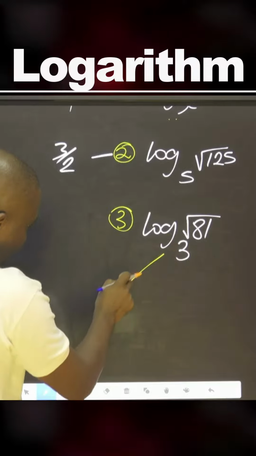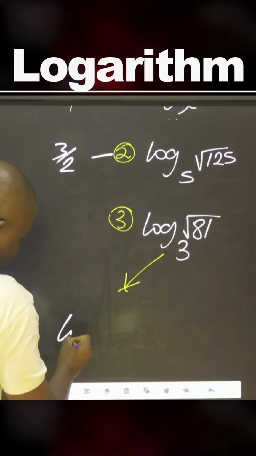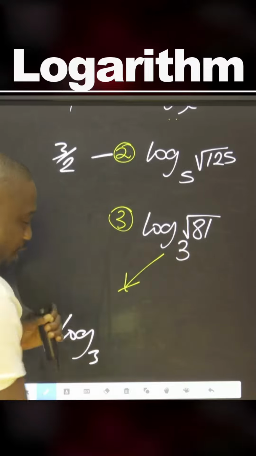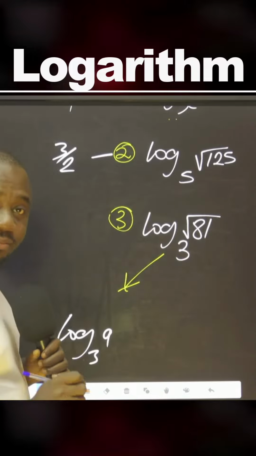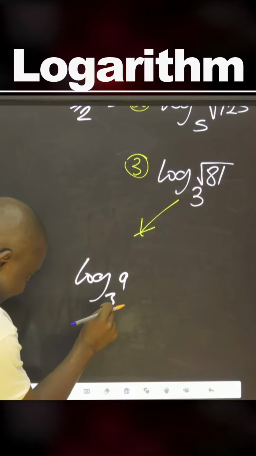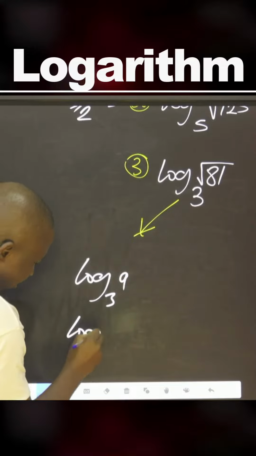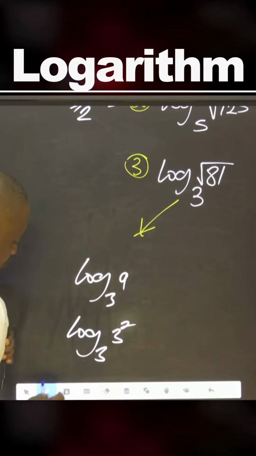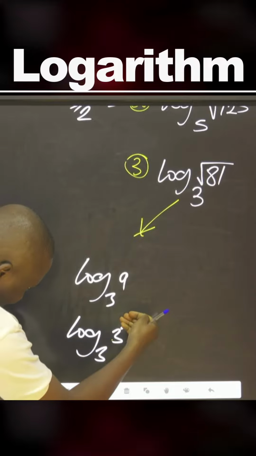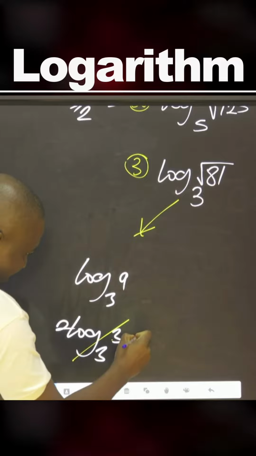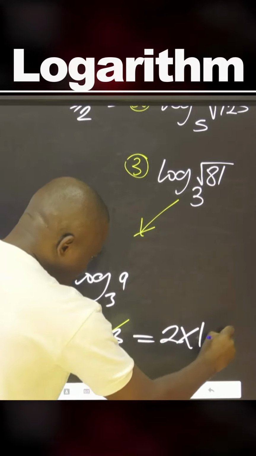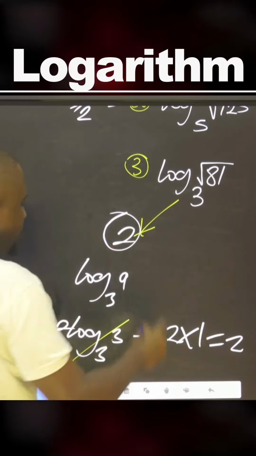What about this? This simply means log 3. What is the meaning of square root of 81? That is 9. What is 9 in terms of 3? It means 3 raised to power 2. Now, 1, 2, 3. So this guy needs to leave here. Come here. This is 1. That is 2 multiplied by 1 equals 2. This is 2. Okay?